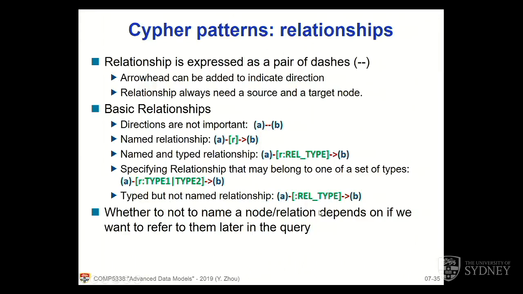And so this is basically the same as that. It's just now we don't give it a name, so we're not interested in the name. So again, a relationship from A to B of type REL type. Whether or not to name a node or relationship really depends on if we want to refer to it later in the query. If you're not interested in it later, you don't need to spend time to think about a name.